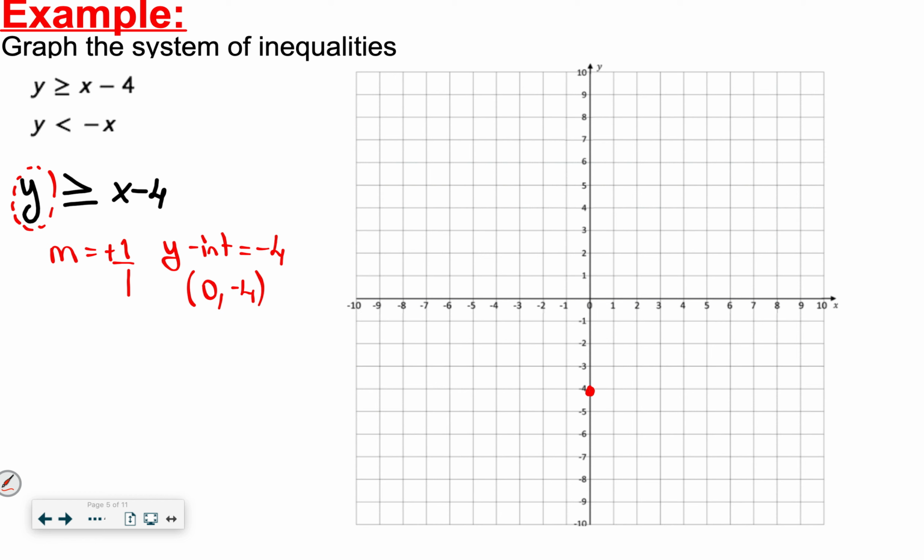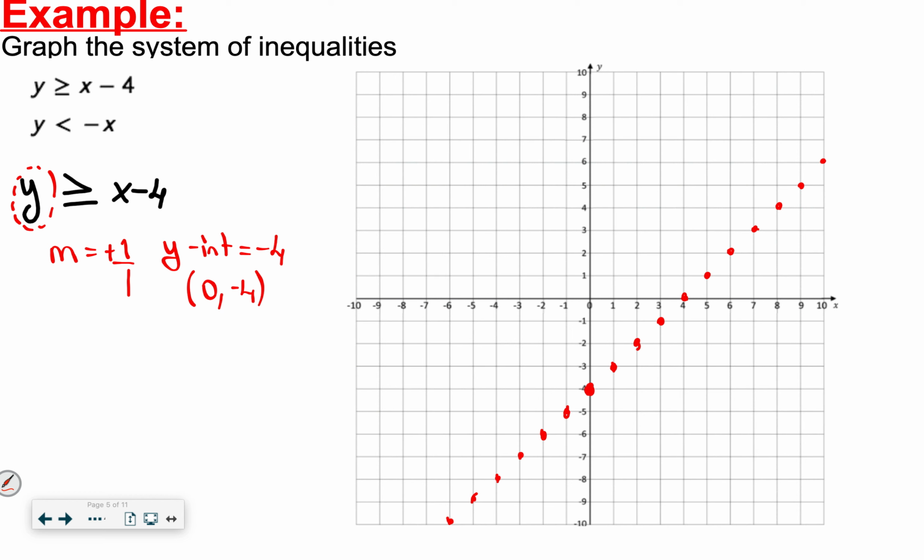Plot it. This is your first point. By using slope, you can find other points. 1 unit up, 1 unit right. 1 unit up, 1 unit right. Or 1 unit down, 1 unit left. So these are your points located on the line.